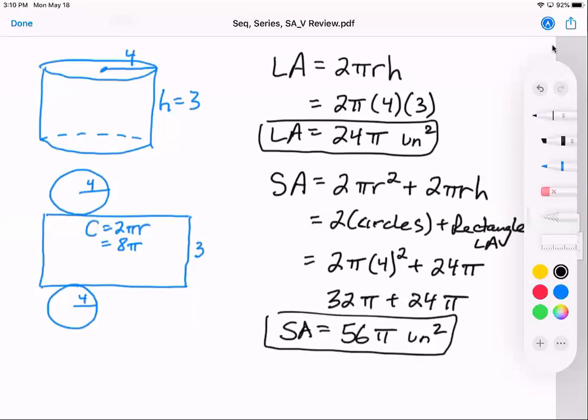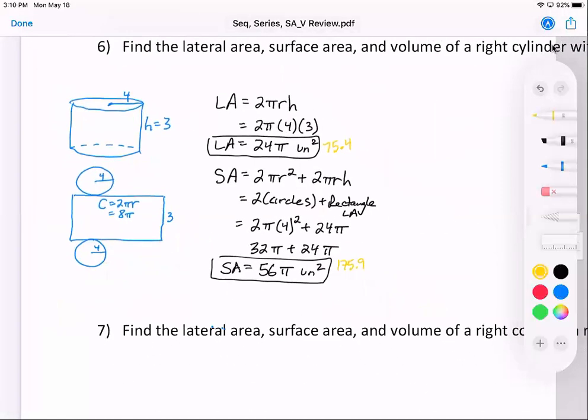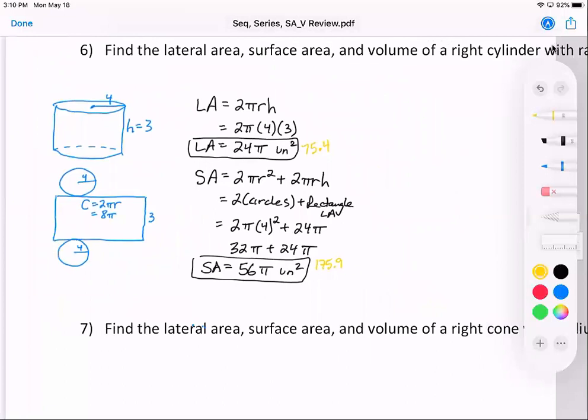I believe on Schoology we ask you to leave those in terms of pi. Just out of interest, I'll write what these are equivalent to. The top one would be 75.4 if you multiplied it out. And then 56 times pi would be 175.9. If you're interested. And then we could find the volume.